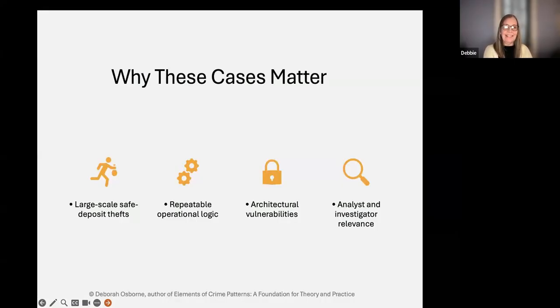But first, let me say that the similarities in these cases are large-scale safe deposit thefts with repeatable operational logic and architectural vulnerabilities, relevant to an analyst and an investigator, and also I would say to any kind of facility risk manager, not just police. So we'll look at the first crime.